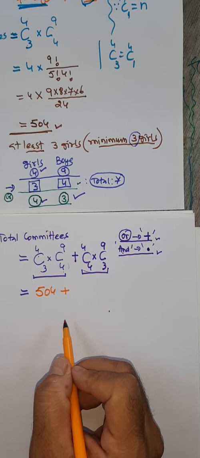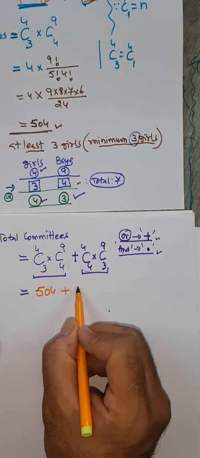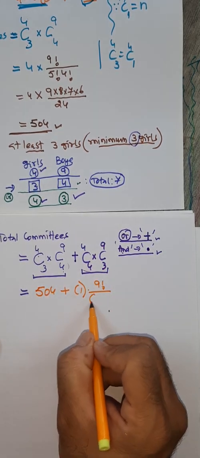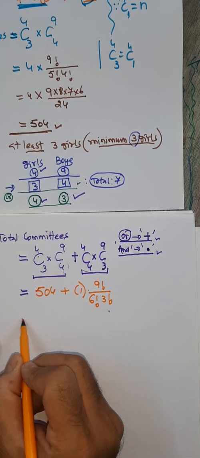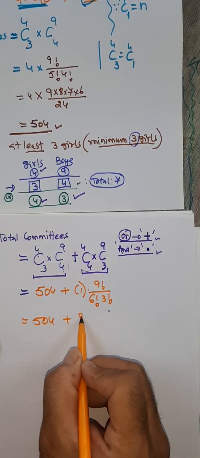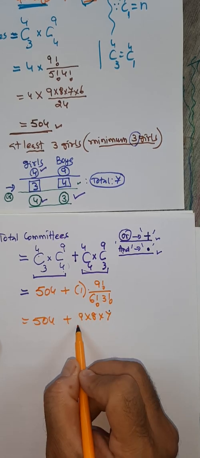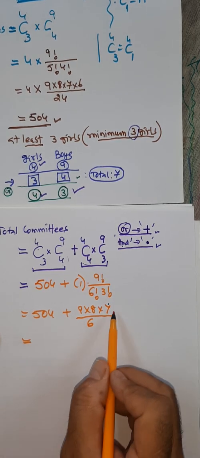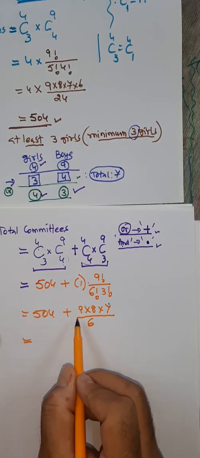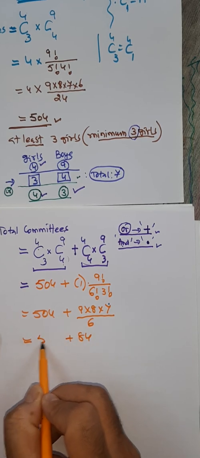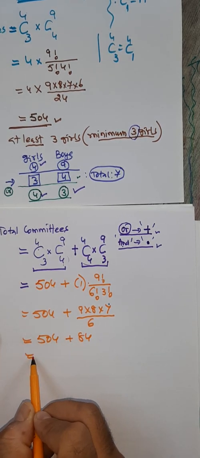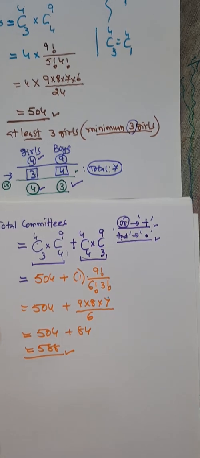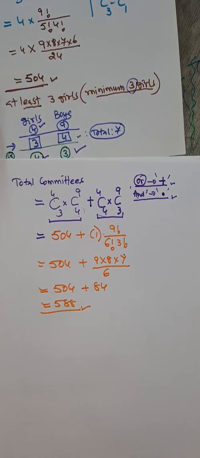4C4, you know, nCn is always 1. You know this is just 1. What about this? 9 factorial upon 9 minus 3, which is 6 factorial into 3 factorial. So I'll get the 504 plus 9 into 8 into 7, 6 factorial cancelled upon 6. Right? So here, if you just simplify, you'll get 84 and this is 504. So you will get here 588. This many committees can be formed, consisting of at least 3 girls, remember.